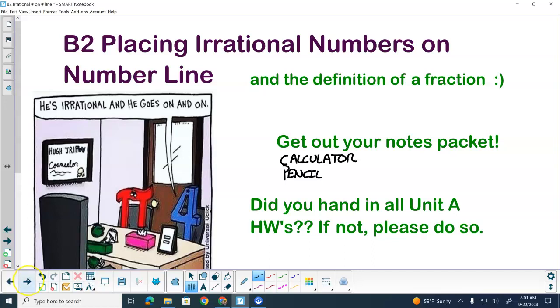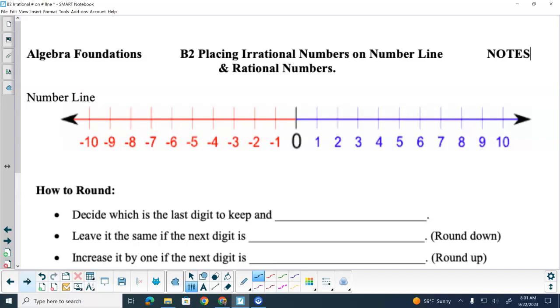Let's start with a little rehash from yesterday. Yesterday we talked a lot about rounding. Today we're going to take different things and put them on the number line, kind of like what we were doing in the purple unit. We put integers on the number line. Today we're going to put irrational numbers on our number line. But before we get into that, a rehash of yesterday's topics.